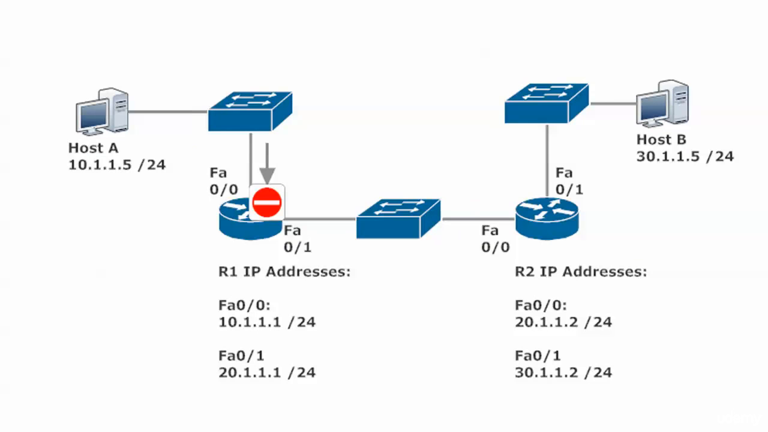They do actually come into the router, but then as the router's processing them, it says, hey, I have absolutely no idea what's going on here. I don't have an entry for 30.1.1.0, so I'm just going to drop these packets. And that obviously is not what we want.